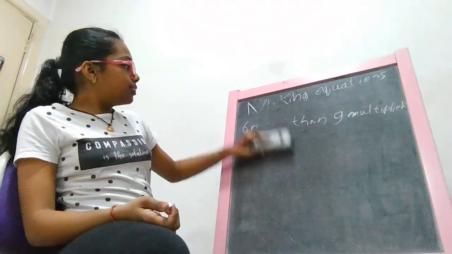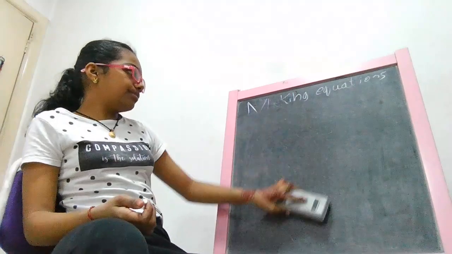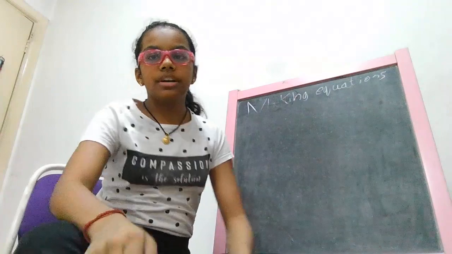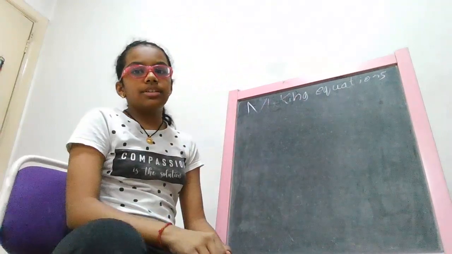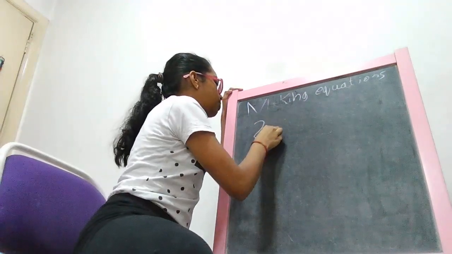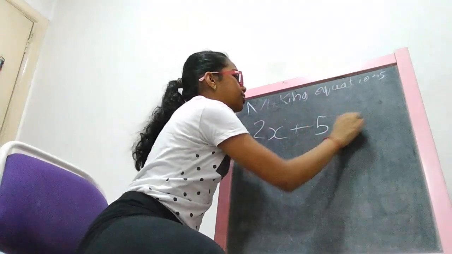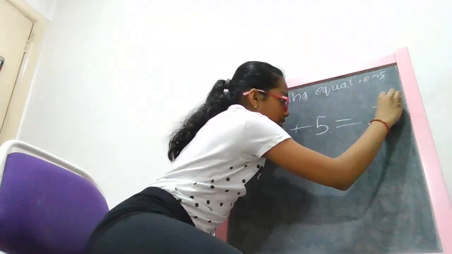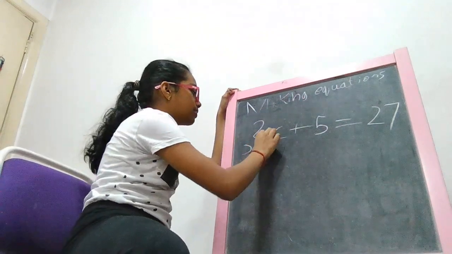That was simple. So this is it for today's video, guys. No, it's not actually. I wanted to show you one more thing. Answering a bit more tougher questions. Now let's do it like this. 2x plus 5 is equal to 27. Now what is x?